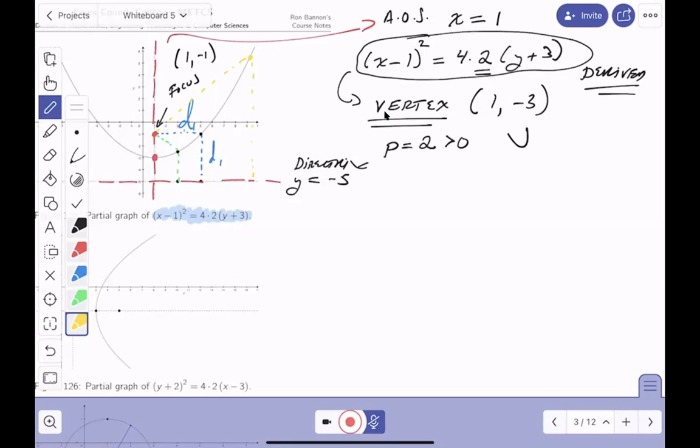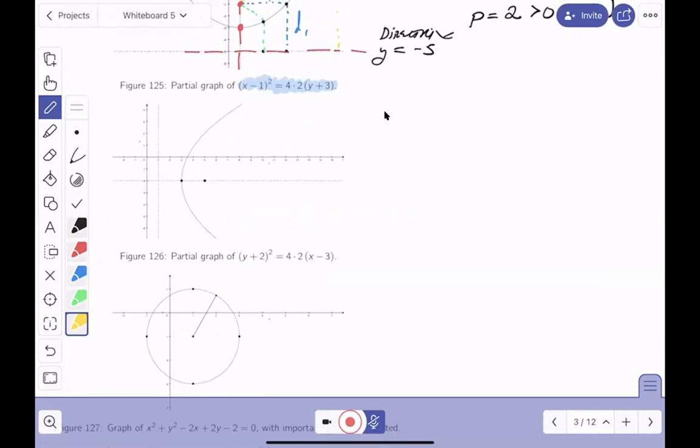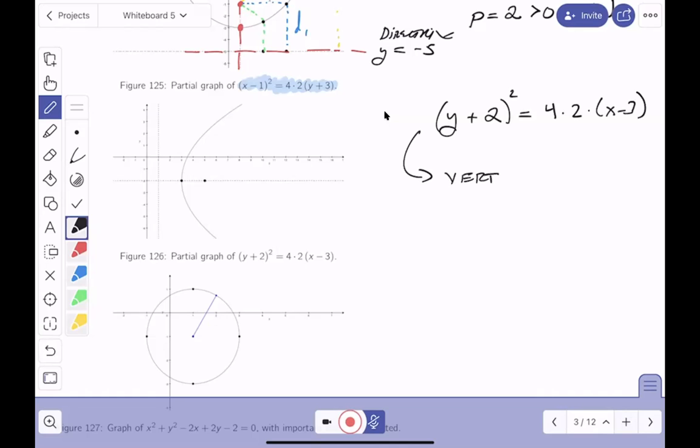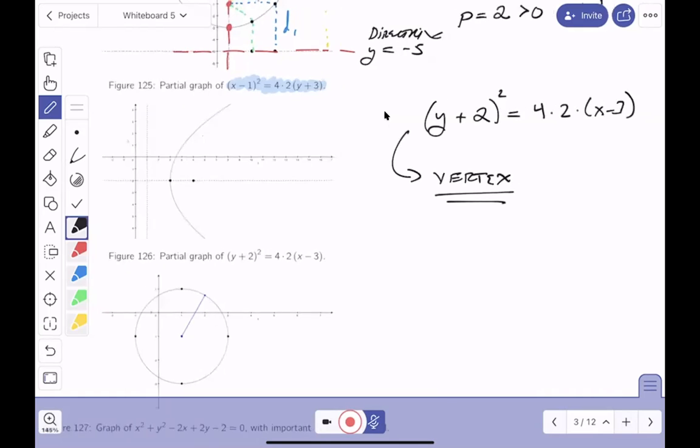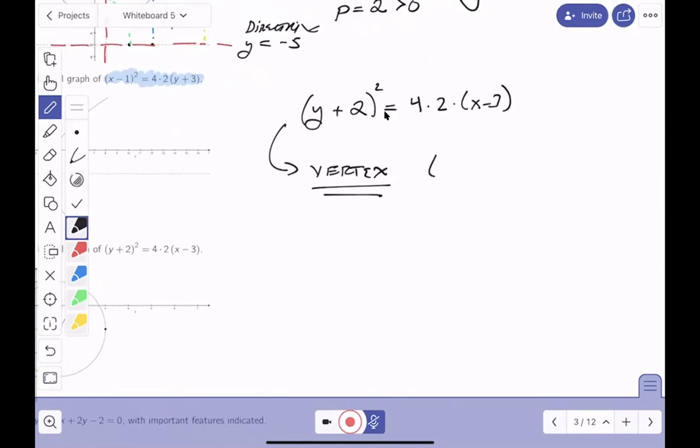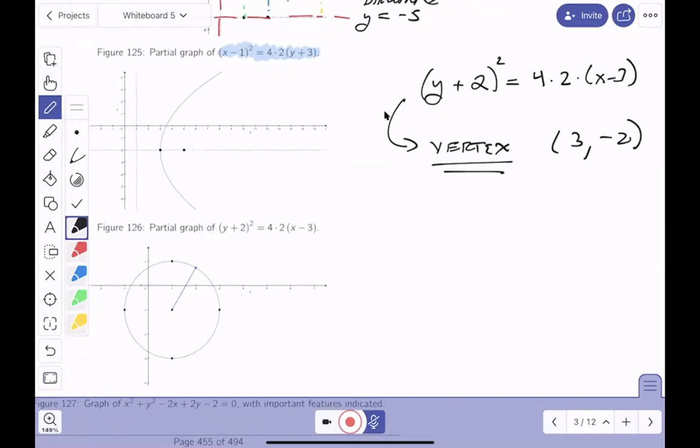So for the next parabola, I'm going to write this one over here. I'll write the equation down for you, and the equation is y plus 2 squared equals 4 times 2 times x minus 3. Well, this is standard form. So when am I going to put the vertex down? It's really easy once in standard form. What's the x? The x would have to be 3. What's the y? The y would be minus 2. I'm going to go over here and plot that point for you. So 3, minus 2, right?